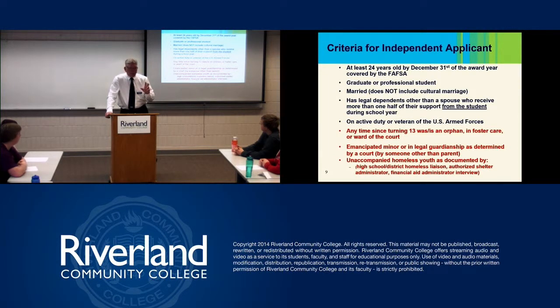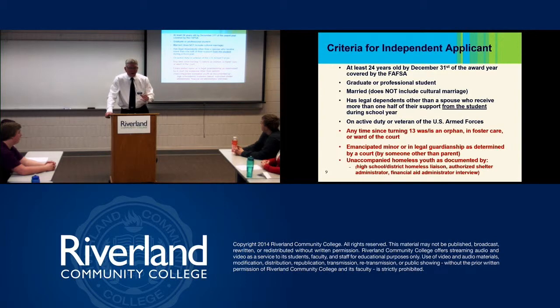Because the FAFSA has to determine: are you an independent college student, which means you're not dependent on a parent, or are you a dependent college student, which means parent information has to be loaded on the form. A general rule of thumb is that if the college student is 24 years of age or older, they are automatically considered independent of their parents, regardless of where they live. Same thing is true though.